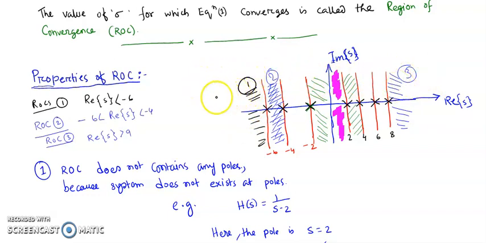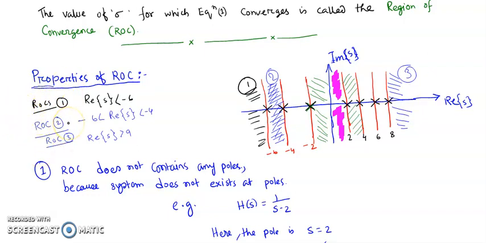So these regions can be characterized or denoted by this equation. Suppose for this region of convergence, the first one will be real s less than minus 6. So real s, meaning sigma, is less than minus 6. Similarly, this minus 6 to minus 4 region can be written as minus 6 less than real s less than minus 4.